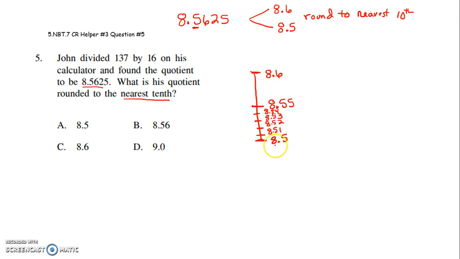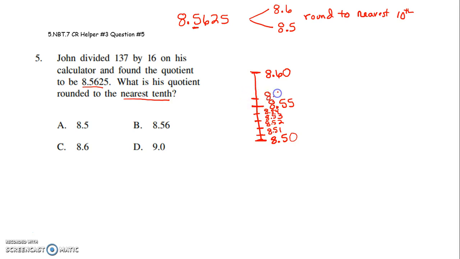And sometimes I like to think about this as money. So 8.5 would be like $8.50. 8.6 would be like $8.60. It just helps me to think of it as money. That way I know what's right in between $8.50 and $8.60: $8.55. It wasn't miraculous that I got this number. In my brain, I made it into money. So this would be 8.55.